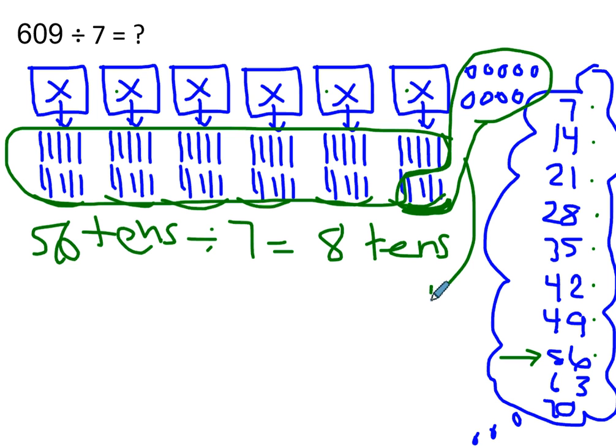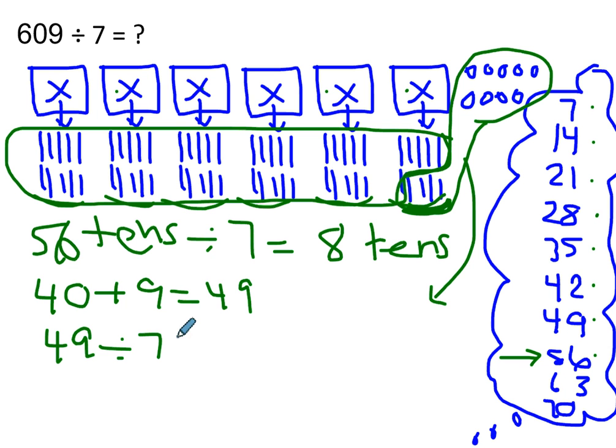I'm going to do it here. 4 tens and 9 ones, that's 49. And 49, can I divide that into 7? 49 divided by 7, if you count again, it's 1 less than your 56. So the answer is 7. So that's going to give you 7 ones.